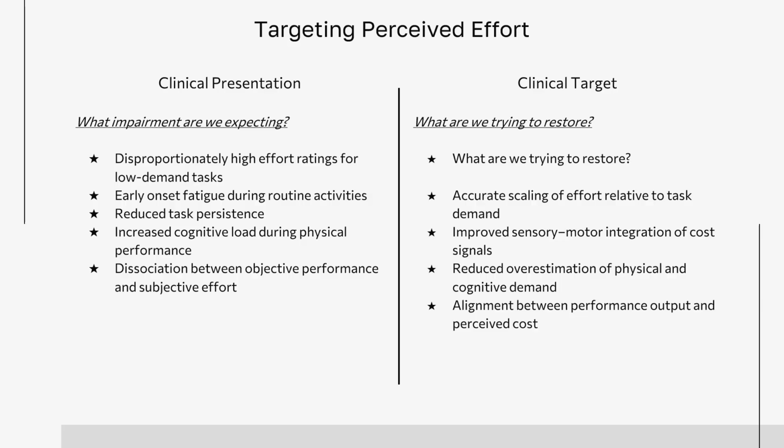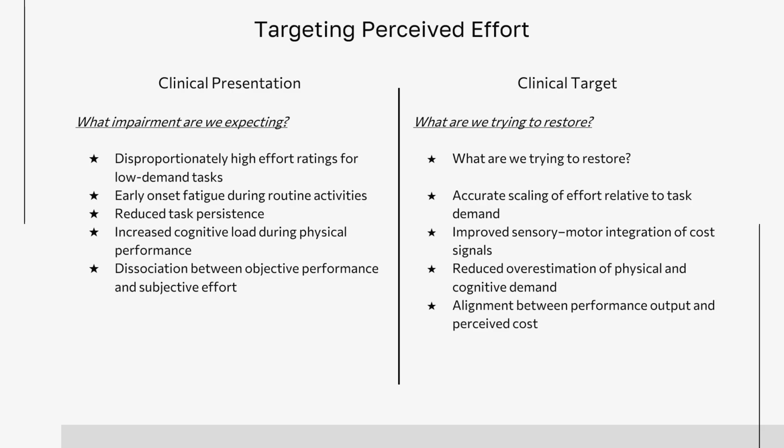So what we target clinically, what we try to restore, is accurate scaling of effort relative to task demand. Improve sensory motor integration of cost signals, so a better perception of how much effort things are actually taking. Reduce overestimation of physical and cognitive demand, and find alignment between performance output and perceived cost. This is why you see those before and after each assessment, before and after a functional activity observation, having them rate their perceived effort. What do they think it's going to take them? How much did it actually take them?